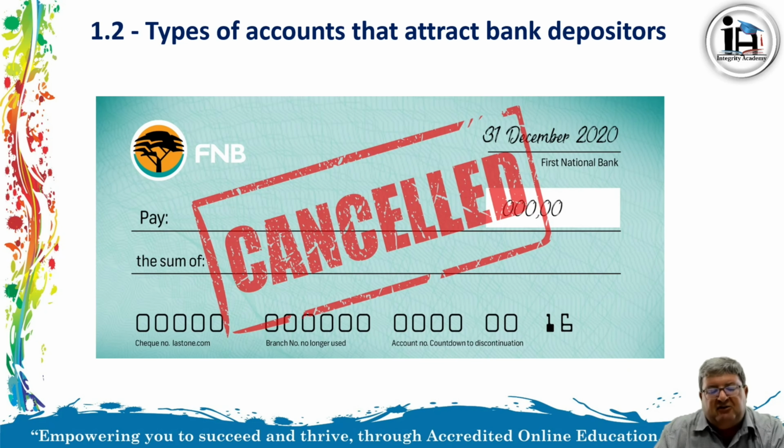and here you put the amount of 100 rand alone, and there they've got the date on top, and then you should just sign here, whatever. This check is cancelled.